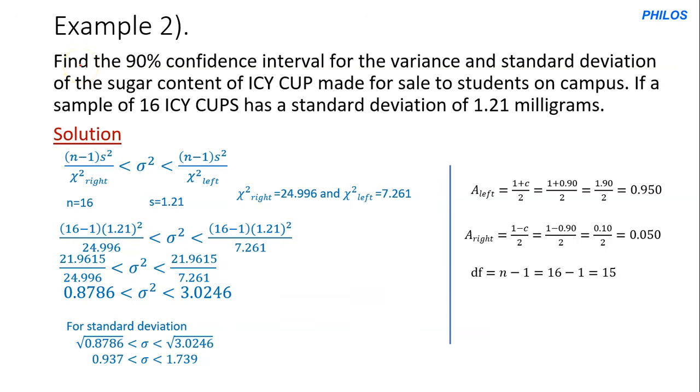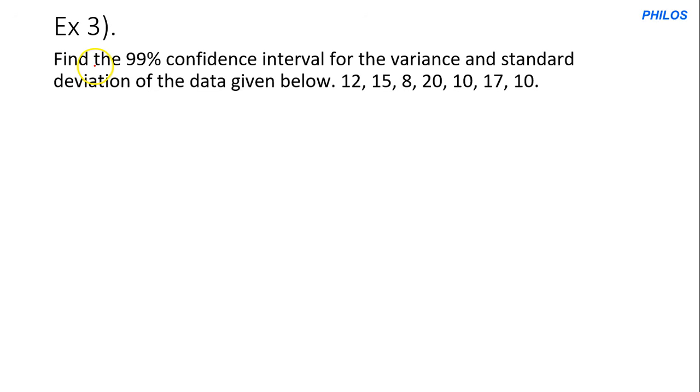Now let's look at another form of question you can be given in this topic. Question 3 says, find a 99% confidence interval for the variance and standard deviation of the data given below: 12, 15, 8, 20, 10, 17, and 10. So to solve this question, let's recall the formula, which says n minus 1 multiplying s square all divided by chi-square right less than population variance less than n minus 1 multiplying s square divided by chi-square left.